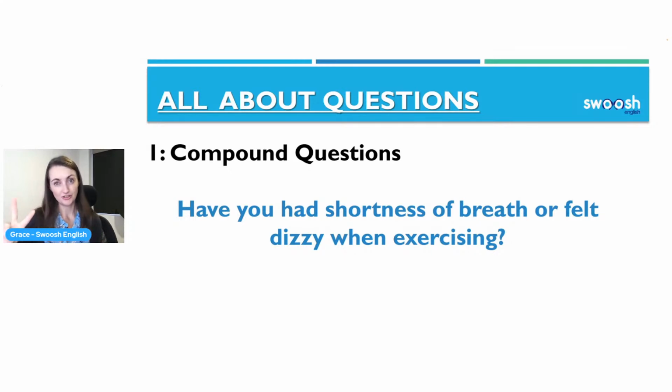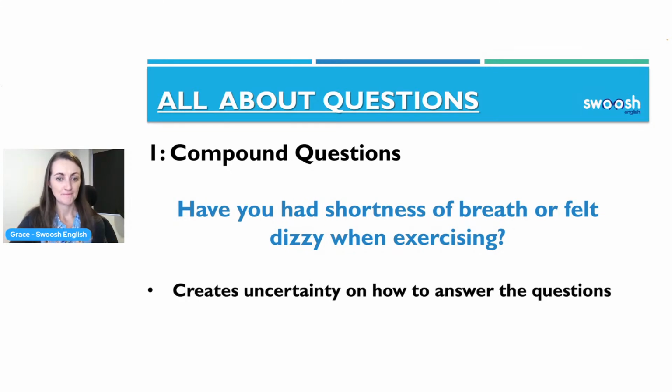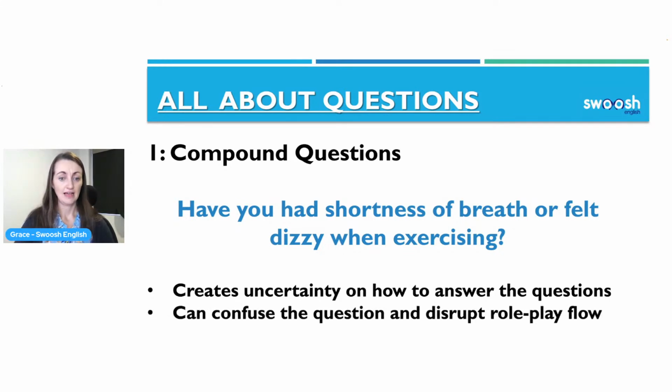That is two questions that you're asking in one, because the patient needs to answer about the shortness of breath and the feeling dizzy. You should not ask about two things in one question, because perhaps the patient will only answer one of them. And if this is important information that you need to gather, you need to ask them individually. Okay, so do not ask compound questions where you have two pieces of information in the same question. It creates uncertainty. It can make the patient feel confused. They might not answer both, like I mentioned before. And it can also confuse the question and disrupt the role play flow.